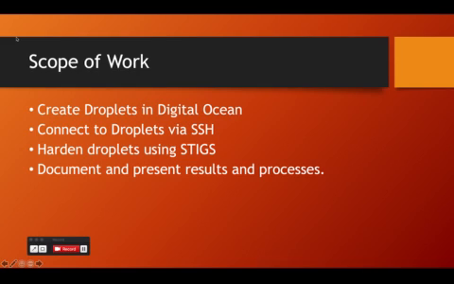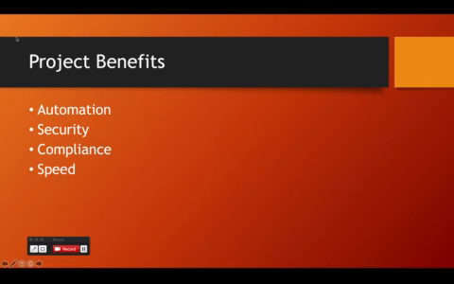So for the scope of work, first it's to create the droplets in DigitalOcean, connecting to those droplets via SSH, and hardening those droplets using DISA STIG standards. For the purpose of this presentation, I'll be going over the Category 1 STIGs. However, the script includes hardening for Category 2 and 3 issues in the STIGs, so there's a lot more to the script than I'll have time to present today. And then lastly, documenting and presenting the results and processes is also an important part of the process.